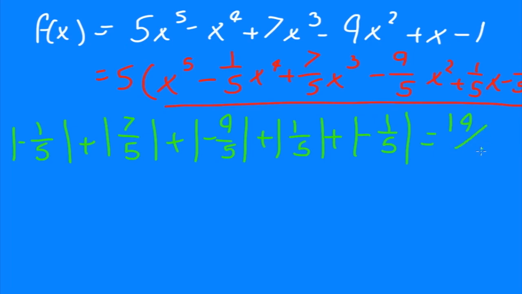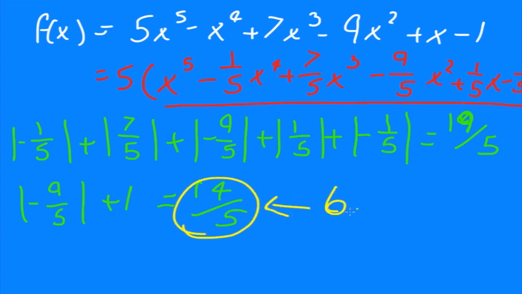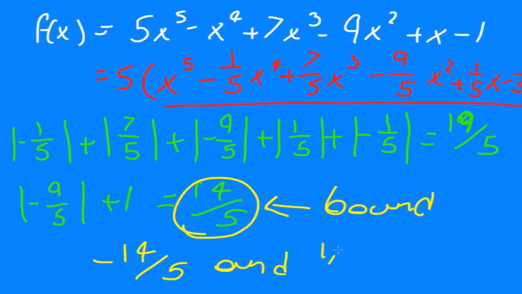That equals 19 over 5. Then you take the largest of these numbers, which is 9/5. The absolute value of -9/5 plus 1 equals 14/5. Which one is the smallest? 14/5. So this is your bound. That means every zero of f lies between -14/5 and positive 14/5.